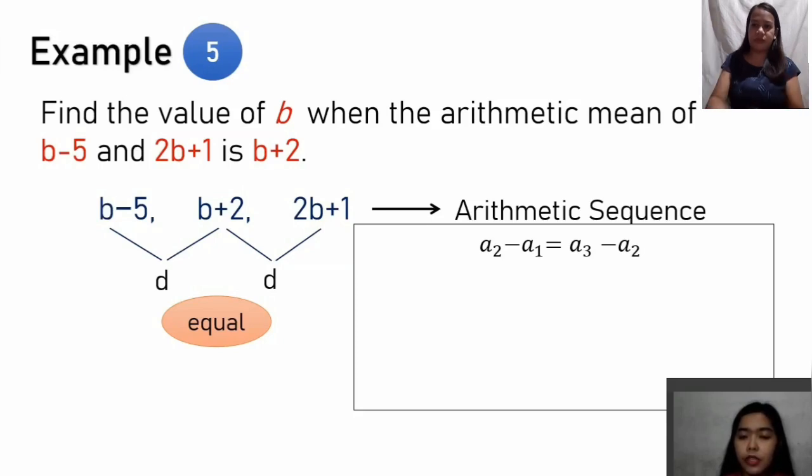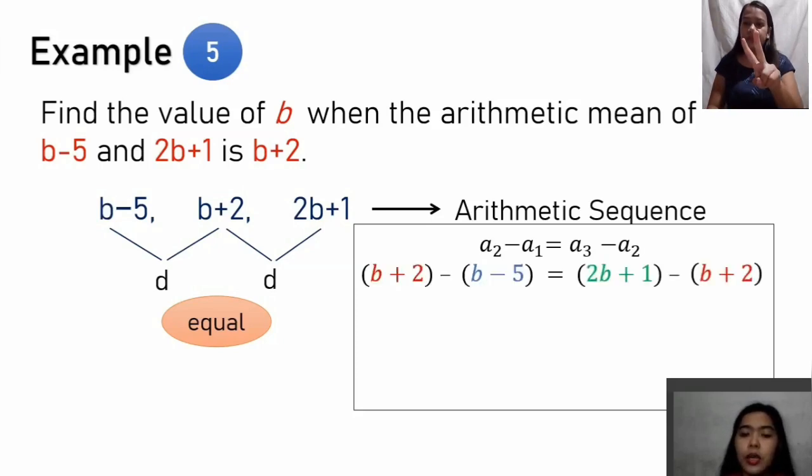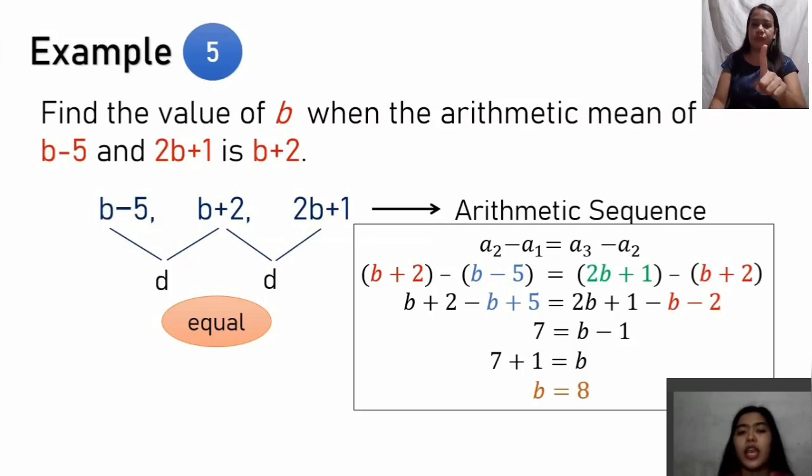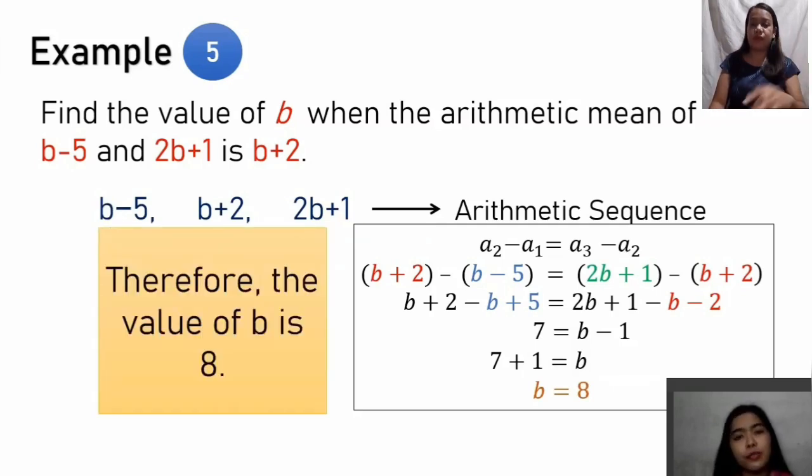Substituting them, we will have b plus 2 minus b minus 5 equals 2b plus 1 minus b plus 2. And simplifying, we will derive b plus 2 minus b plus 5 equals 2b plus 1 minus b minus 2. Then combining like terms, we will derive 7 equals b minus 1. Then 7 plus 1 equals b will result to b equals 8. Therefore, the value of b is 8.